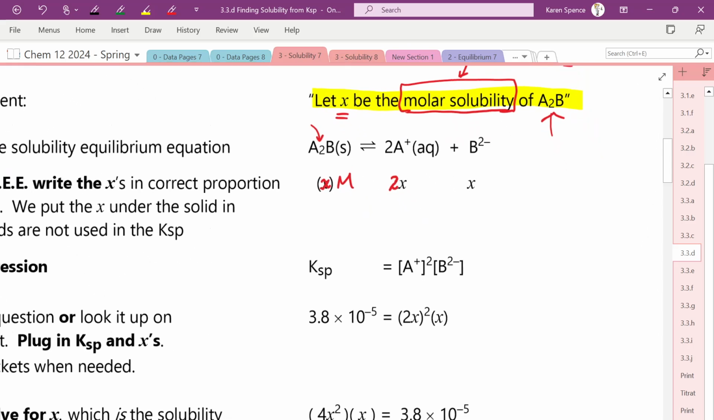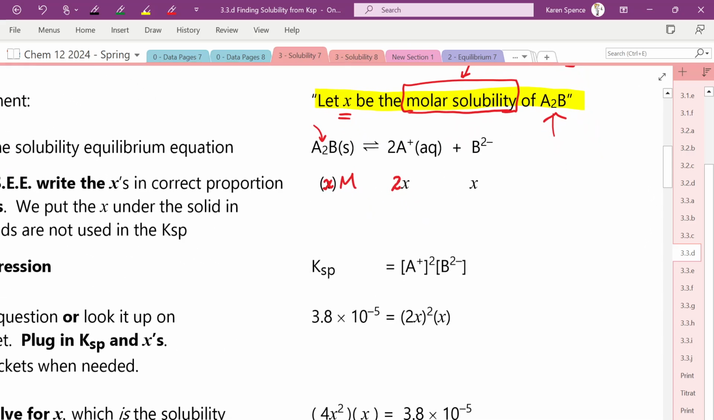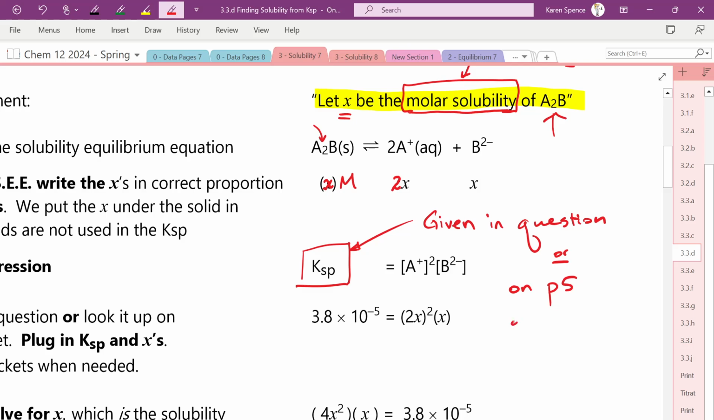You write your Ksp expression. Is there any case so far where we have not written a Ksp expression? No. So write a Ksp expression. And then at this point, you will be given a Ksp. If you are not given a Ksp in the question, where would you look? Page 5. So this is either going to be given in the question or on page 5 of your data booklet.